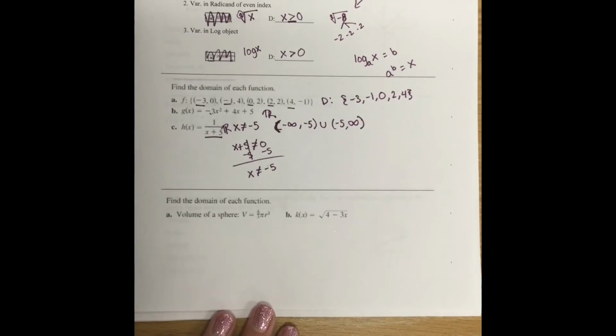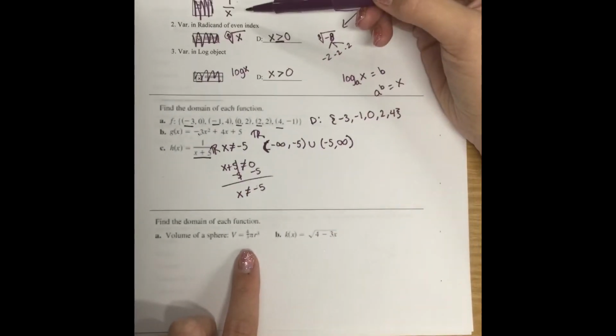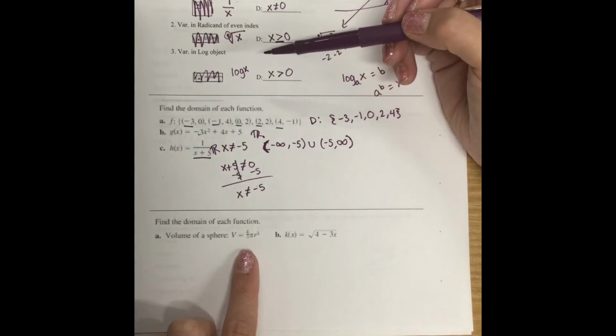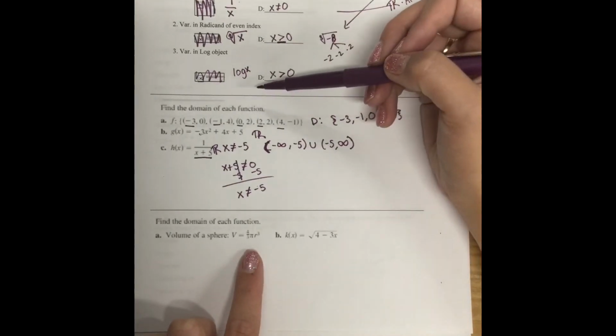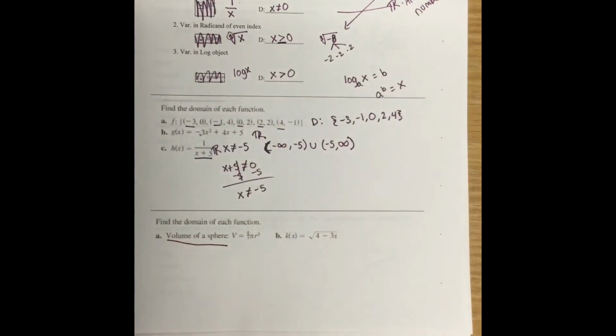Okay, next. Find the domain of each function. So these ones are a little bit different. In this case, do we have a variable in the denominator? No. Do we have an even index? No. Do we have a logarithm? No. But this one does say that it's a volume of a sphere. Can we have a negative volume? No, we can't have a negative distance.